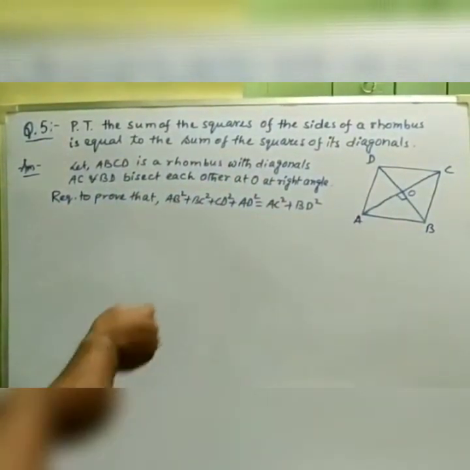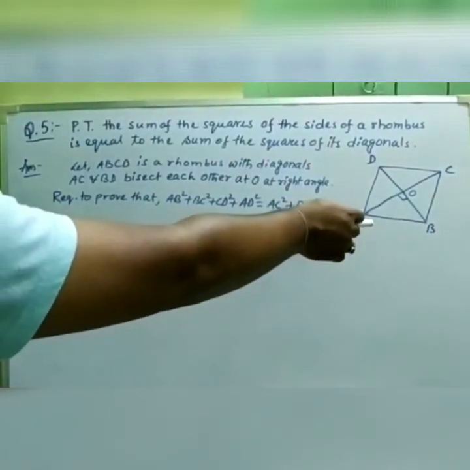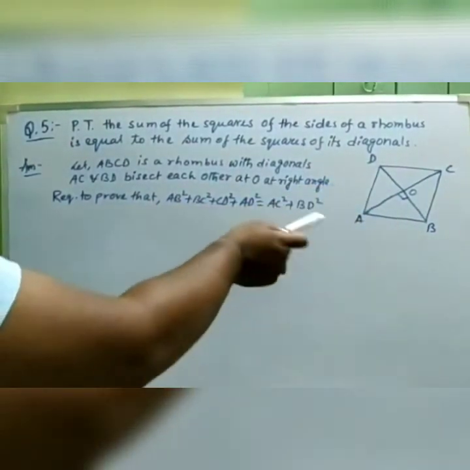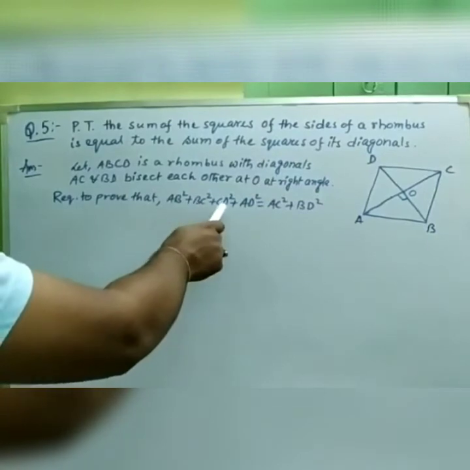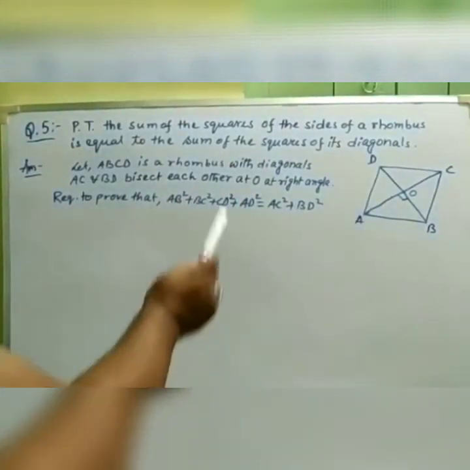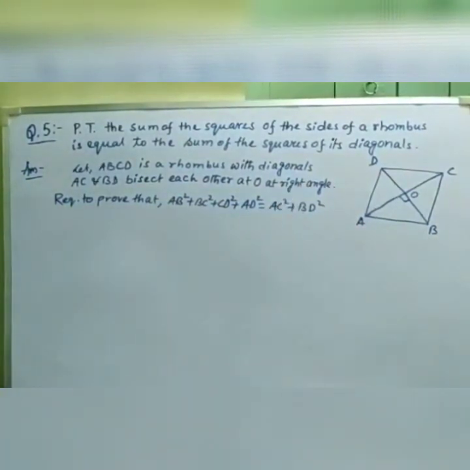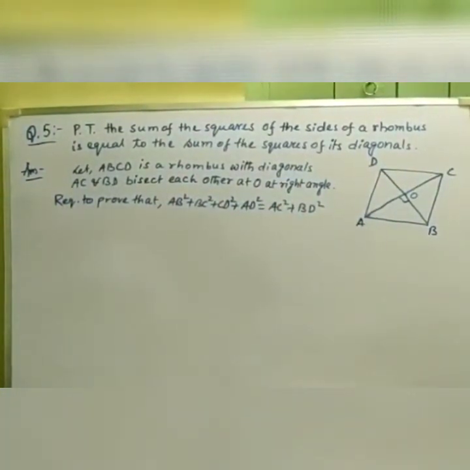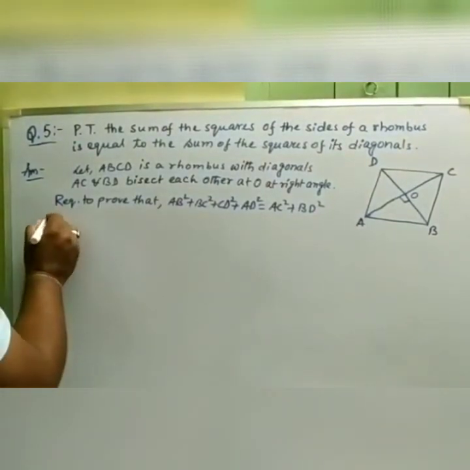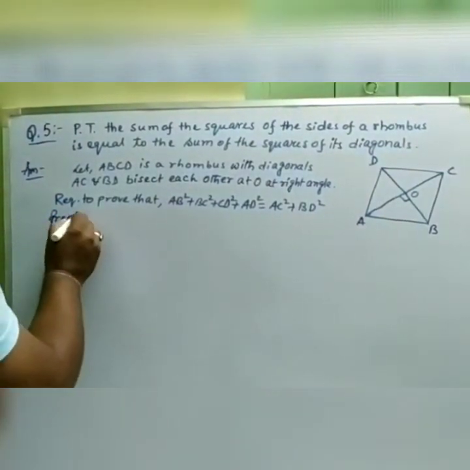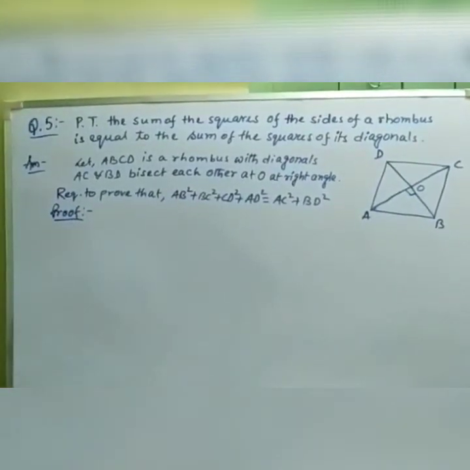And what we need to prove is that the sum of the squares of the sides of the rhombus, that is AB square plus BC square plus CD square plus AD square, is equal to the sum of the squares of its diagonals, that is AC square plus BD square. Okay, so let's go for the proof. So how to prove that?